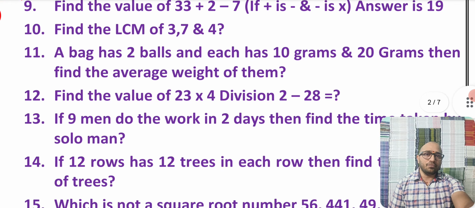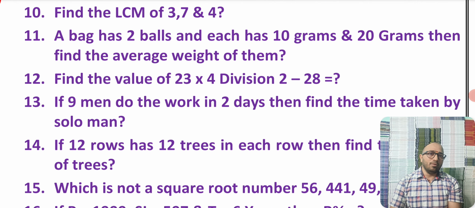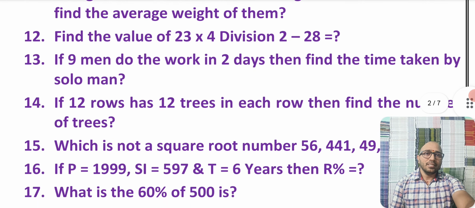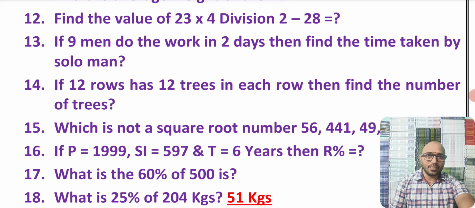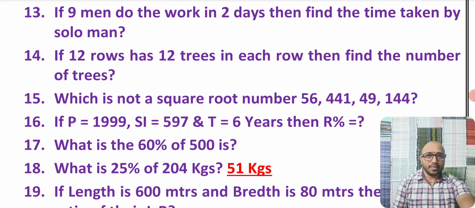LCM, they ask 347. A bag has 2 balls, each weighing 10 grams and 20 grams. Then find the average weight of them. So it is very easy. They have asked 23 into 4 divided by 2 minus 28. It's BODMAS related. Men and work related question: M1 D1 equals M2 D2. Solo man means single man. 12 rows has 12 trees. It means 12 into 12, that is 144.